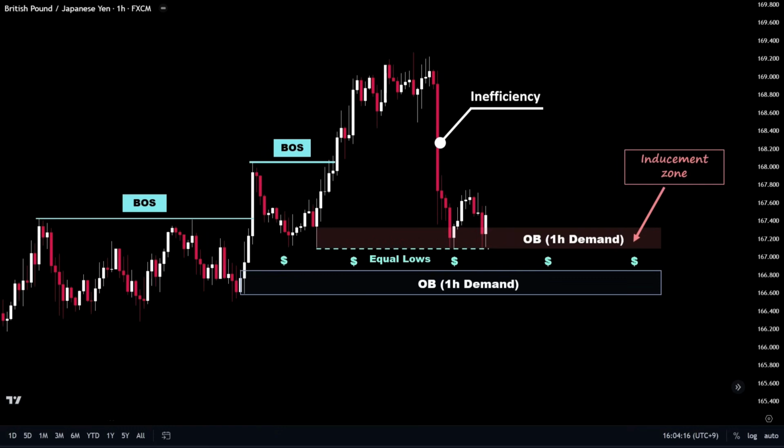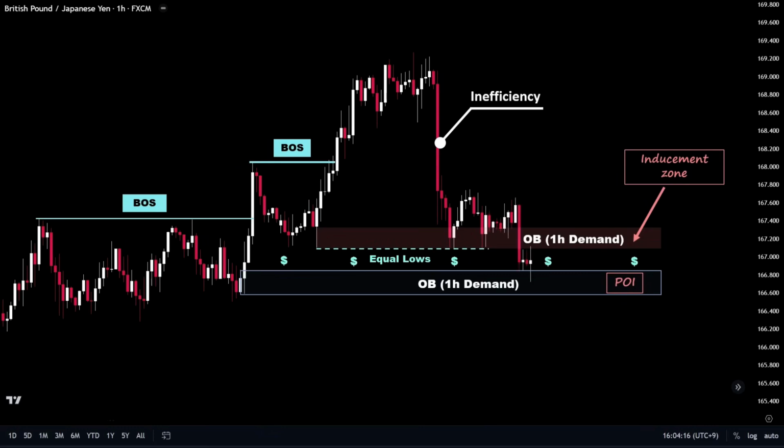The presence of the liquidity pool above our identified demand zone provides additional confirmation for a potential price reversal from our point of interest. Now that we have the desired confluence, our next step is to patiently wait for price to sweep the liquidity below the equal lows and inducement area. Once price enters our extreme order block zone, we can consider entering a trade.